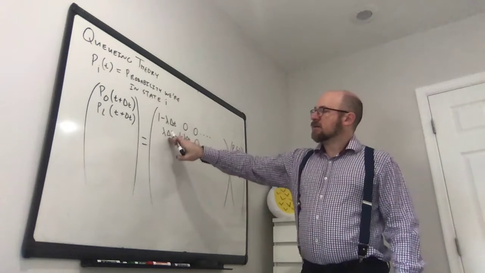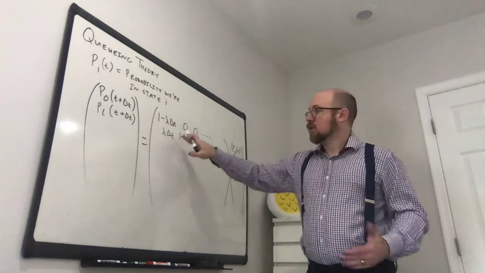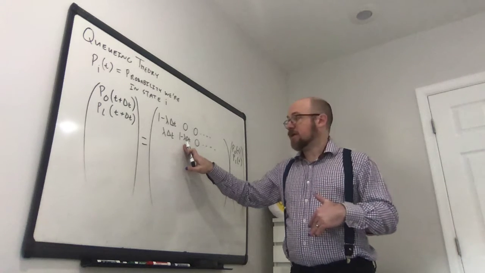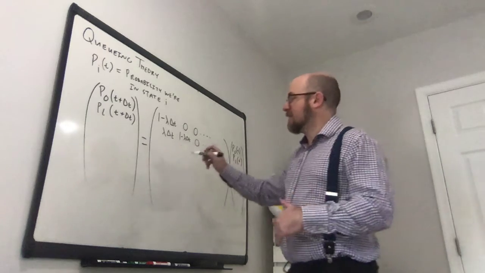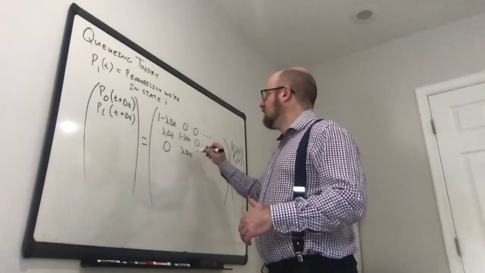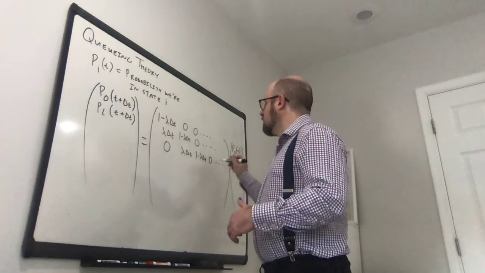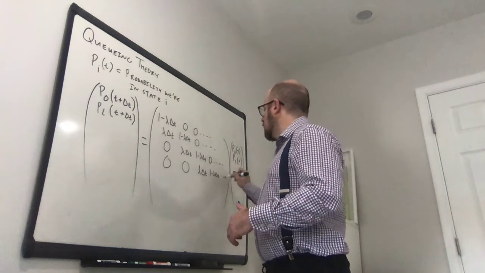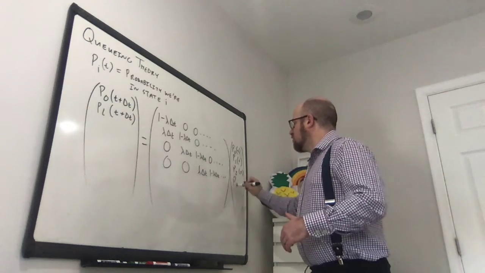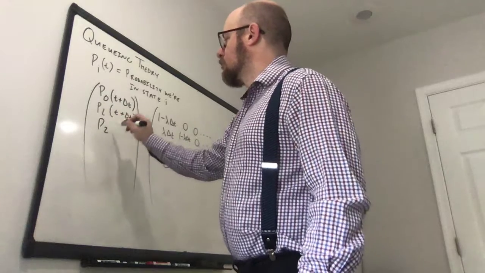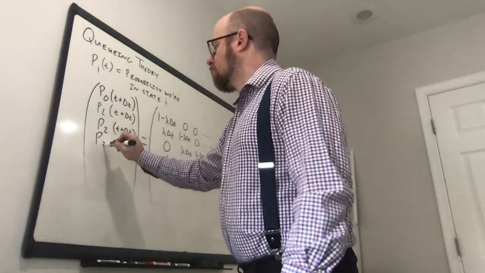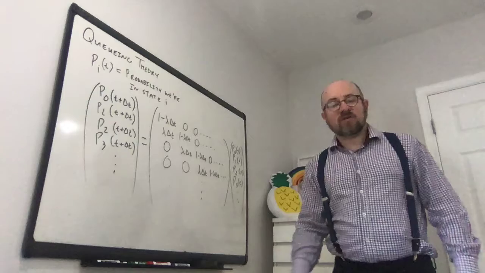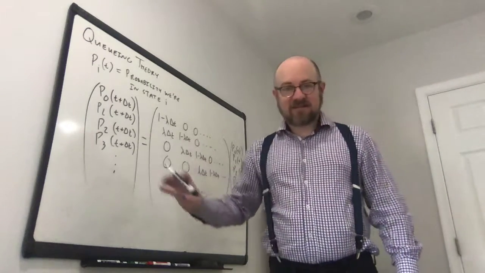Okay? Because you've got lambda delta t probability that they're coming from 0 to 1, 1 minus lambda delta t probability that they're staying in state 1 if they're already there, okay? Next line will be 0, lambda delta t, 1 minus lambda delta t, 0, and so on and so forth. Right, times p sub 2, p sub 3. And this keeps going all the way to infinity. So these are all infinite dimensional matrices.